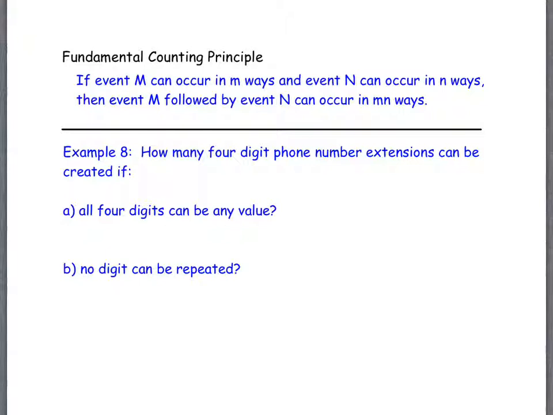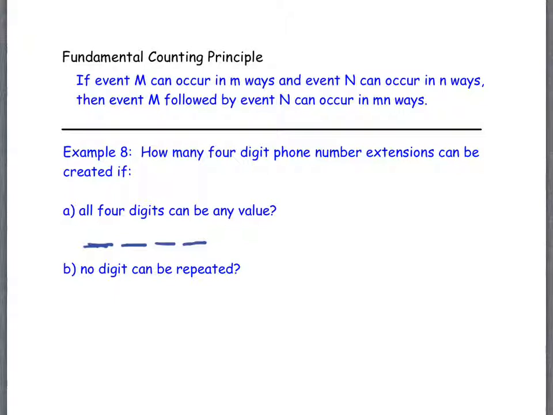We have a 4-digit phone number, okay? So think about like extensions on campus. Yeah, I know you guys don't have phones on campus because you have cell phones, but your faculty members have extensions on campus, as do all of the different offices. So we have a 4-digit phone number. How many different digits could I have as my first digit in the phone number?